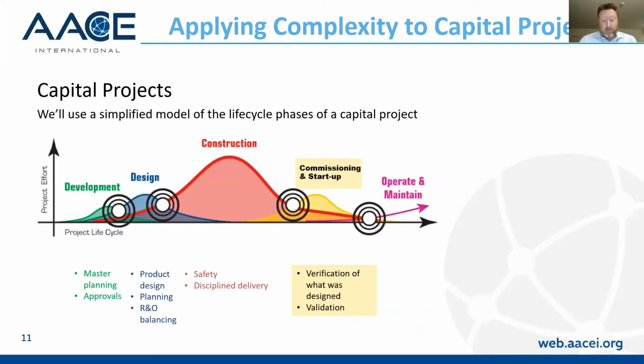So let's map these 4 aspects onto a simple project life cycle. This is just a conceptual life cycle by project effort in the space that I work in, development and construction. And those phases that are there, so development, that's usually your master planning, massing, et cetera, approvals for development approvals, et cetera. The design phase would include things like product design, a lot of planning, and risk and opportunity balancing. Construction is more that disciplined delivery, higher focus on safety, and then commissioning and startup.